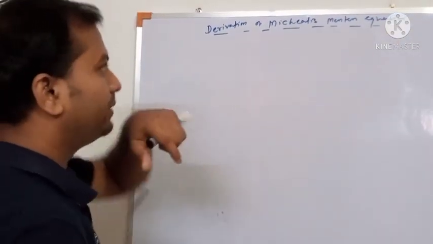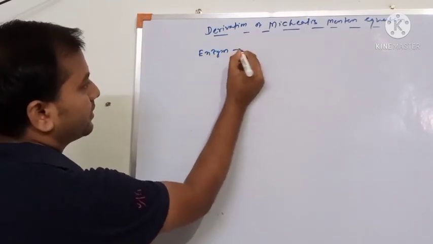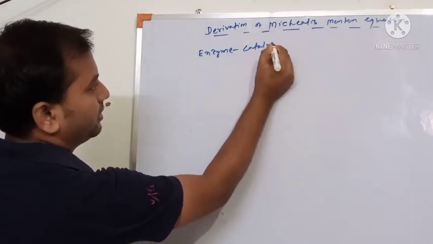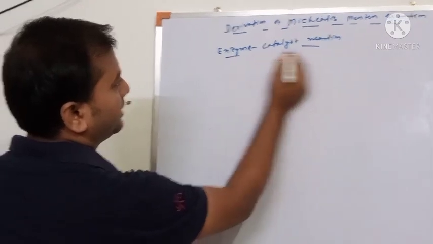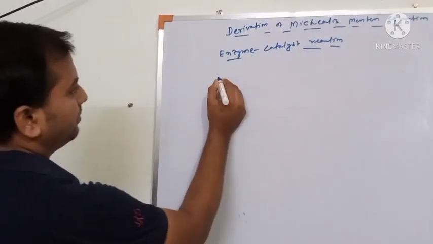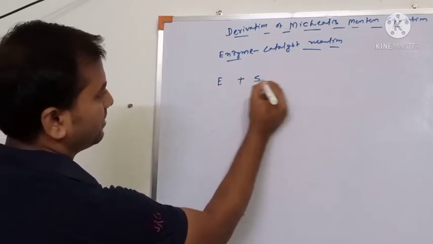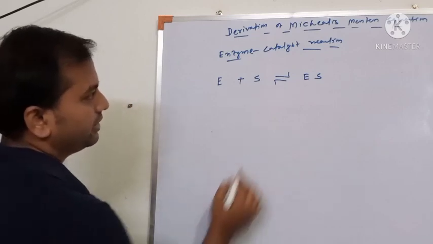This Michaelis-Menten equation depends on an enzyme-catalyzed reaction. First, formation of the enzyme-substrate complex: the enzyme reacts with the substrate to form the enzyme-substrate complex.